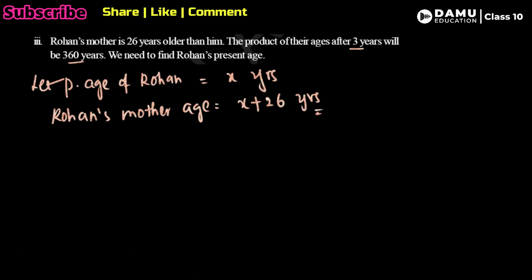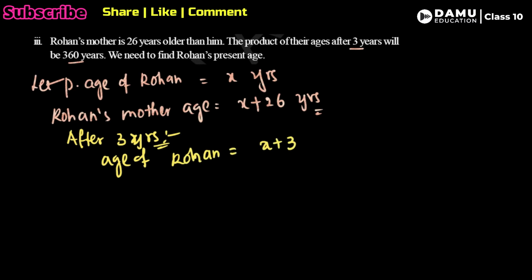Then after 3 years, what is the age of Rohan? The age of Rohan will be x plus 3 years. We need to add 3 years to the present age. Then Rohan's mother's age after 3 years will be her present age x plus 26, plus 3.